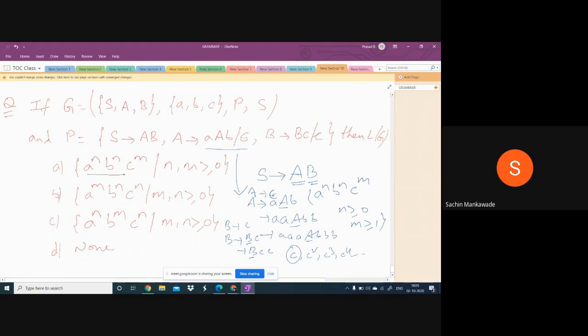So everybody will see this and go for this option, which is wrong because here the conditions are wrong. Here n is greater than or equal to 0 and m is greater than or equal to 1. So that is the reason. B is not matching, C is not matching. So the answer is none. Answer is none.